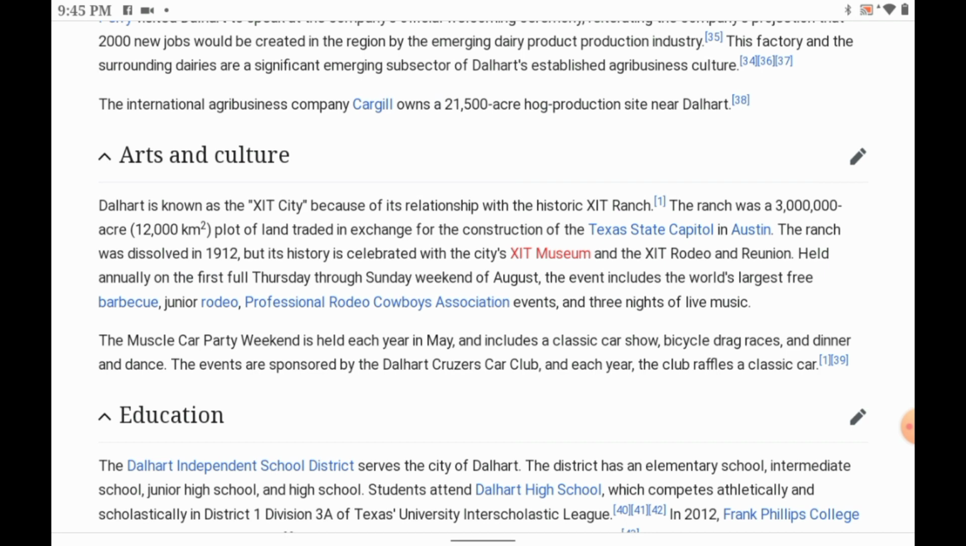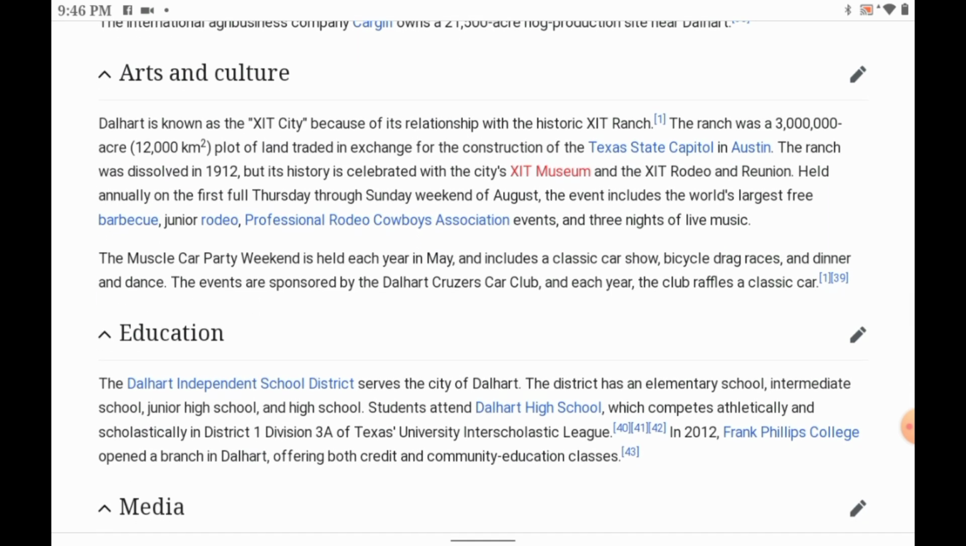Now, for those who don't understand XIT, X is the Roman numeral for the number 10. I stands for in, and T stands for Texas. So it's 10 in Texas. 10 counties that combined together to form basically what was the XIT Ranch. It says Dalhart is known as the XIT City because of its relationship with the historic XIT Ranch. The ranch was a 3 million acre plot of land traded in exchange for the construction of the Texas State Capitol in Austin. The ranch was dissolved in 1912, but its history is celebrated with the city's XIT Museum and the XIT Rodeo and Reunion, held annually on the first full Thursday through Sunday weekend of August.